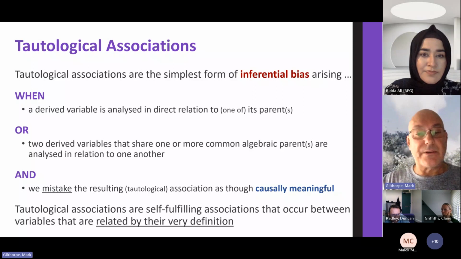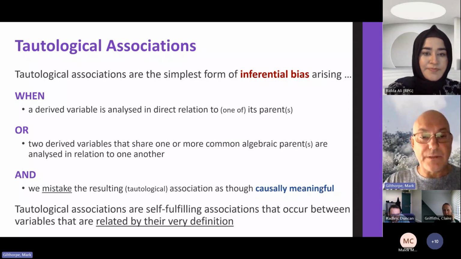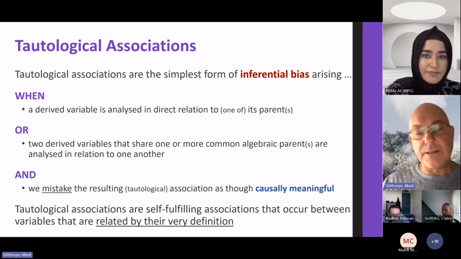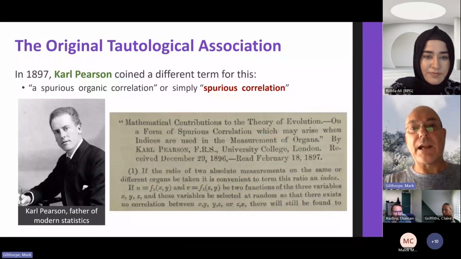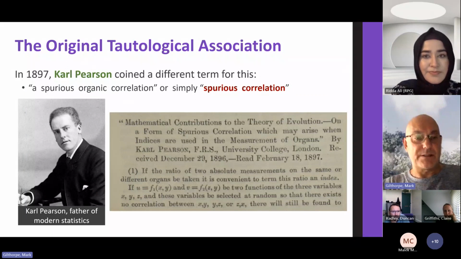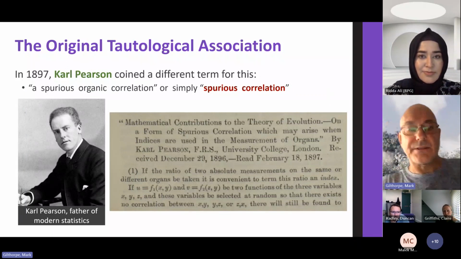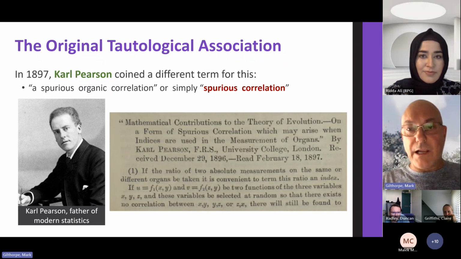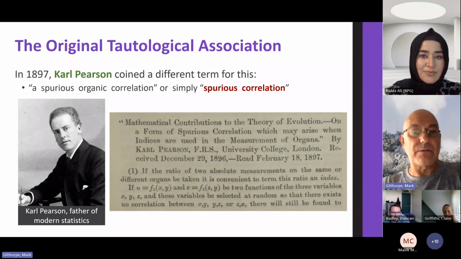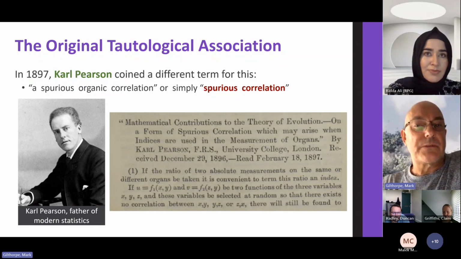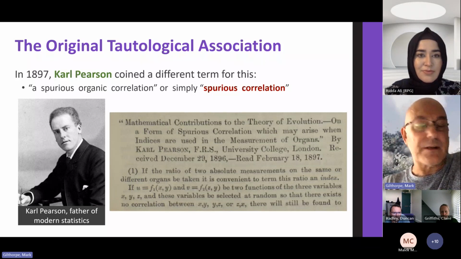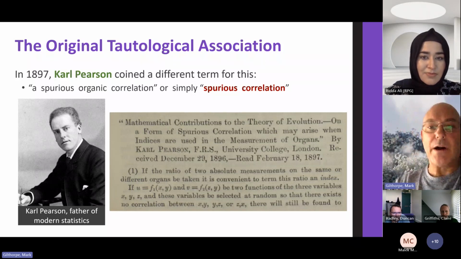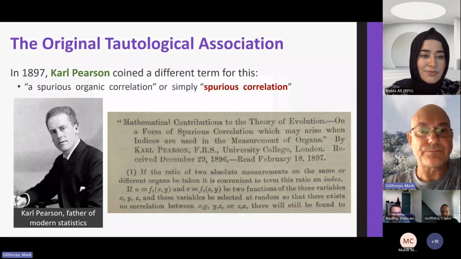So tautological associations are perhaps more obvious. They're self-fulfilling, they're by definition created. They are considerably overlooked still, but they're easier to recognize. They were first pointed out over 100 years ago by the father of modern statistics, Karl Pearson, who coined the phrase spurious correlation, and he was referring to ratio variables, which I'll cover in a moment. But I think it's useful to use this concept of spurious correlation because it's not saying it's statistically wrong, it's just that the component of it isn't perhaps the part that you're investigating for.